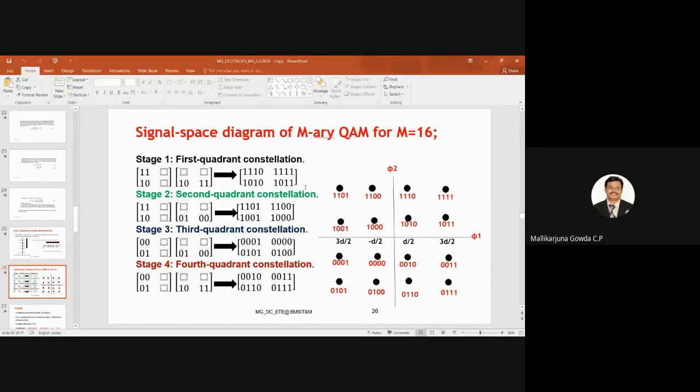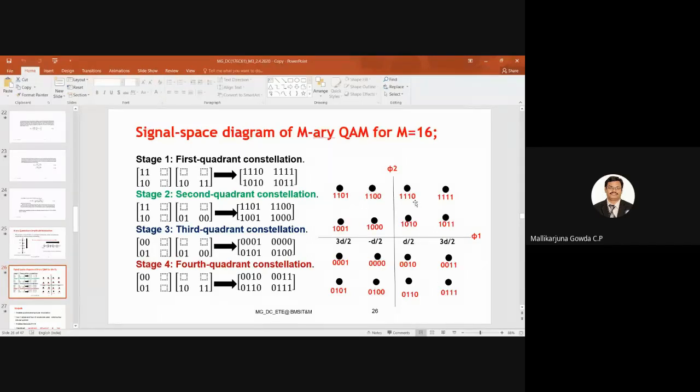What I have taken here is the first quadrant constellation. What is the first quadrant here? Is it possible to say looking at this diagram? First quadrant, second, third, and fourth quadrant. Yes, it is simple to understand. See pi 1 and pi 2, right? This is the pi 1 axis and this one is the pi 2 axis. So this is the first quadrant, second, third, and fourth quadrant. I hope you have that idea.